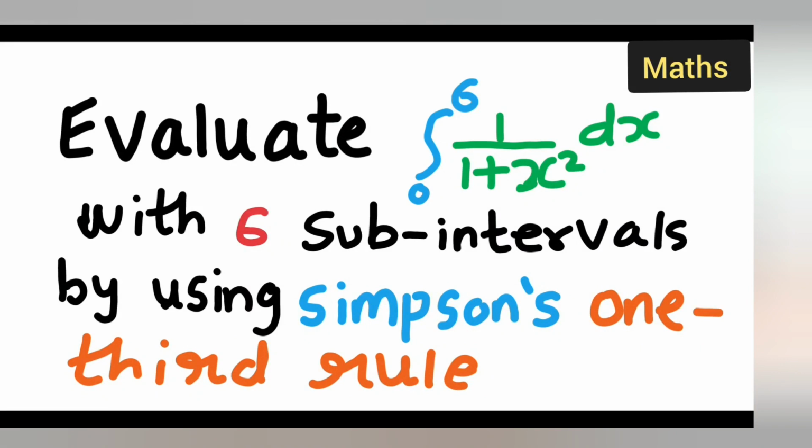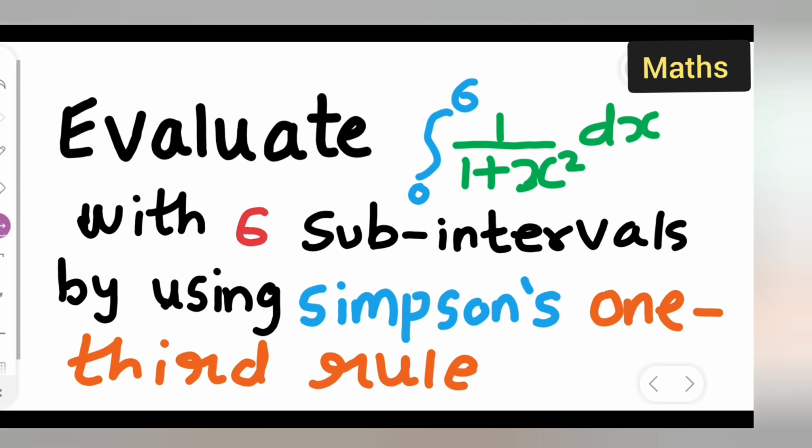Today's question is: evaluate the integral from 0 to 6 of 1 upon 1 plus x square, where f of x is the function, dx, with 6 subintervals by using Simpson's 1/3 rule. So we have to evaluate this problem using the Simpson's 1/3 rule formula.